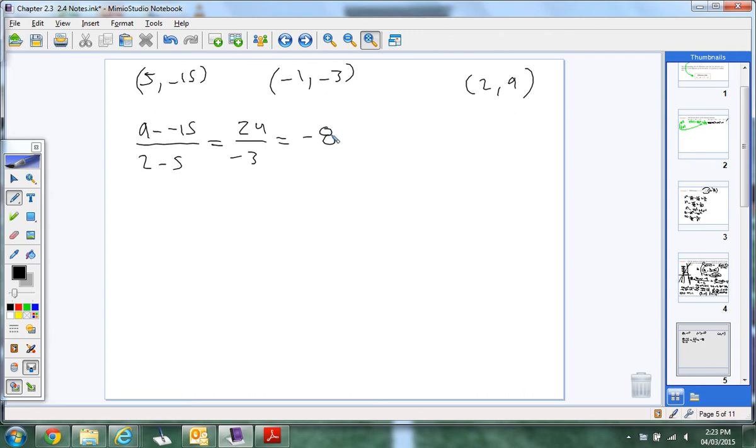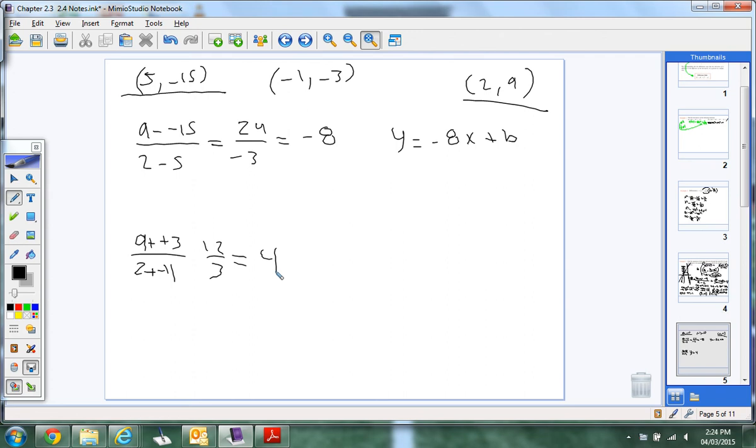Okay, because this is my original point that we're coming through. This is where it comes through in the parabola. So we figured out the slope of that line. So y equals negative 8x plus b. I'll find the other slope real quick while we're in that pattern. So I'll go 9 minus a negative 3 over 2 minus a negative 1. That's 12 over 3 for a slope of 4. So my other line slope is 4.